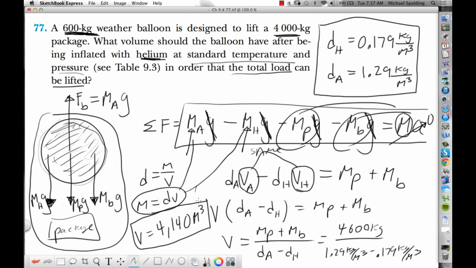Any questions on this? It all starts with the free body diagram. You do a free body diagram, identify all the forces on the balloon, sum them up, substitute in the density equation, solve for volume.